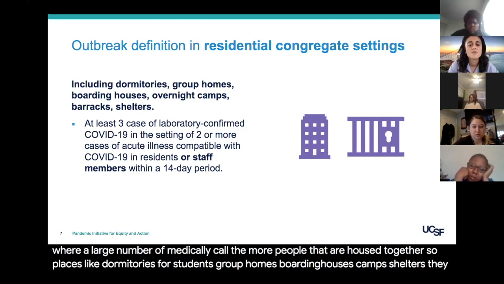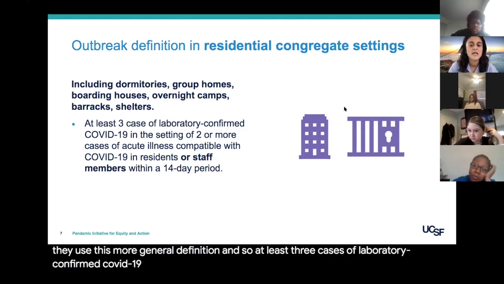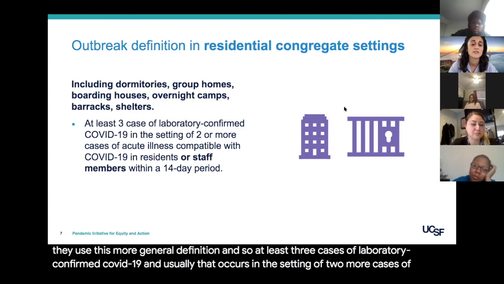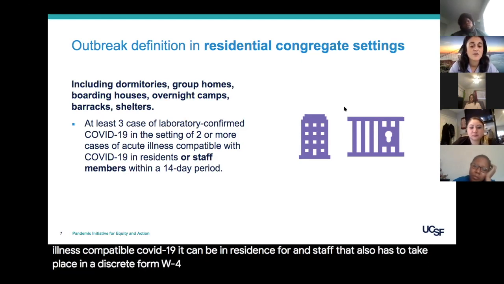They use kind of this more general definition, so at least 3 cases of laboratory confirmed COVID-19. And usually that occurs in the setting of 2 or more cases of acute illness compatible with COVID-19. It can be in residents or in staff, and it also has to take place in a discrete period of time, so within a 14-day period. Next slide.